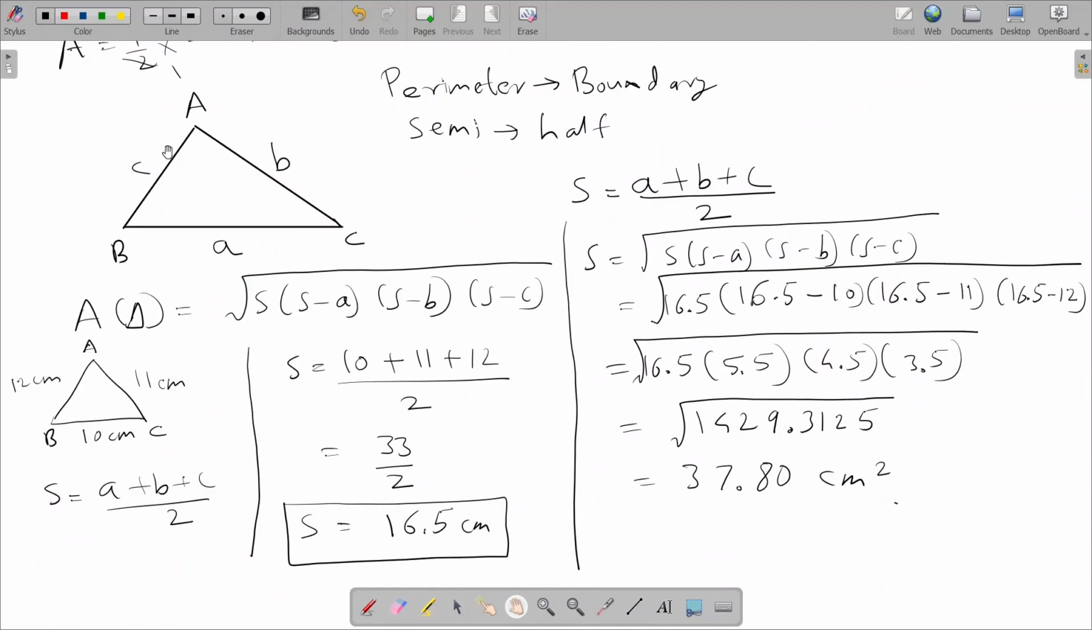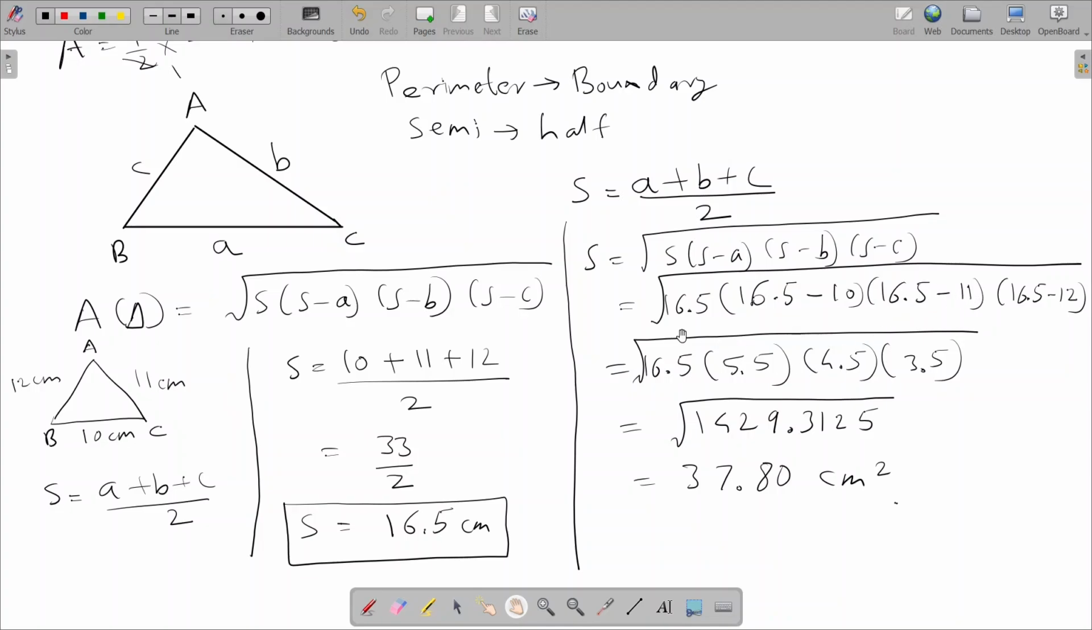And then when you have got only sides, you have to find the semi perimeter first. Semi means half. Find the perimeter of the triangle, divide by 2. You get S. The area of the triangle is the square root of S into (S minus a) into (S minus b) into (S minus c). The side in front of angle A is small a, the side in front of angle B is small b, and the side in front of C is small c. So you will get the semi perimeter, put the value in the formula and get the answer.